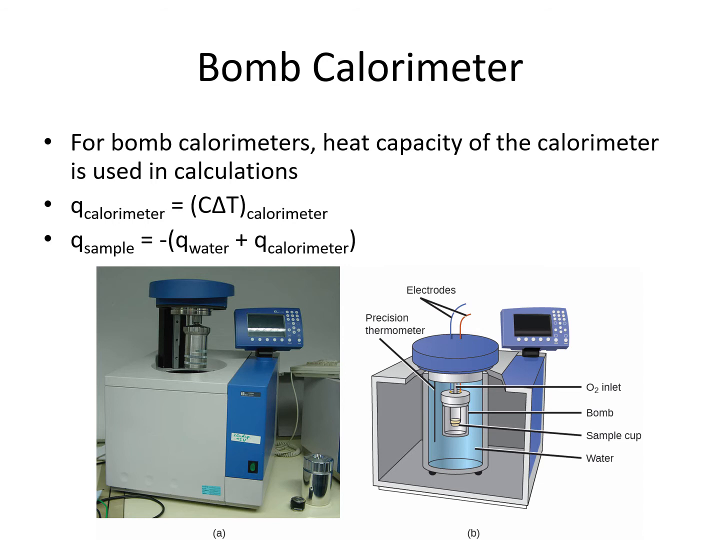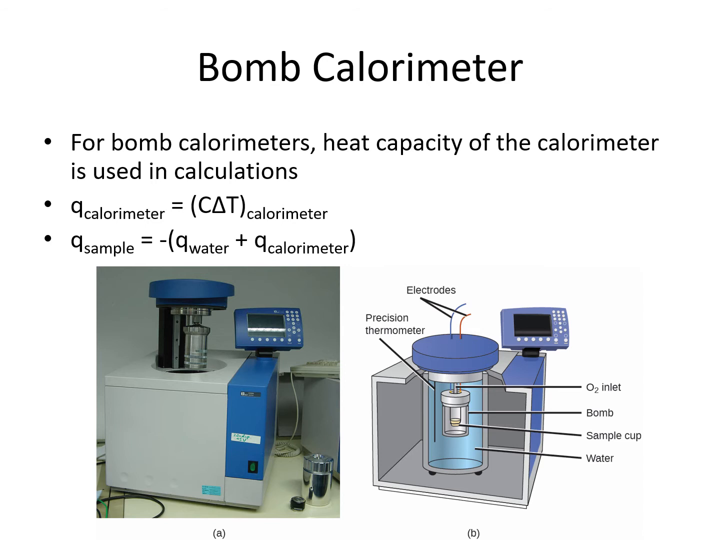Another type of calorimeter is a bomb calorimeter. With these types of calorimeters, the heat capacity of the calorimeter will be used in our calculations. So we're going to use some equations that we've already seen in just slightly different ways. So we'll use a rearrangement of the heat capacity equation. Remember, heat capacity is going to be Q over delta T. So we can rearrange that to solve for Q. We get Q equals heat capacity, that's capital C, times delta T.